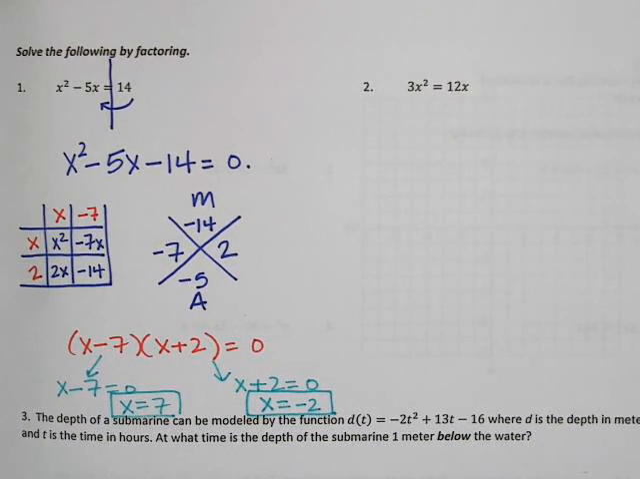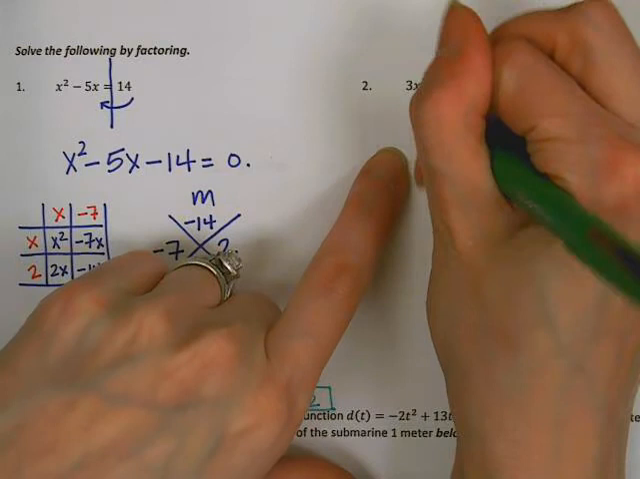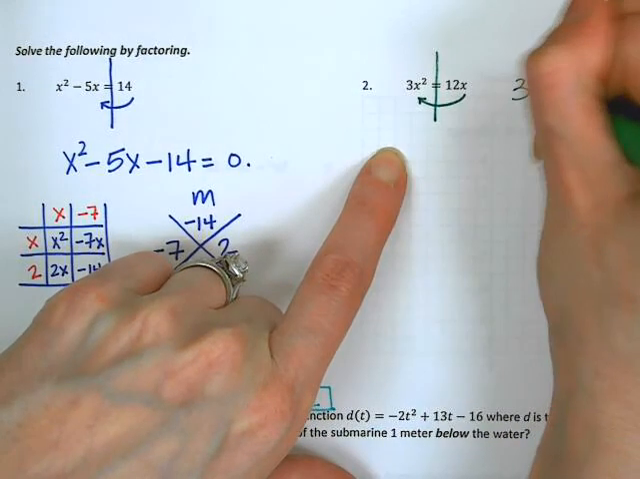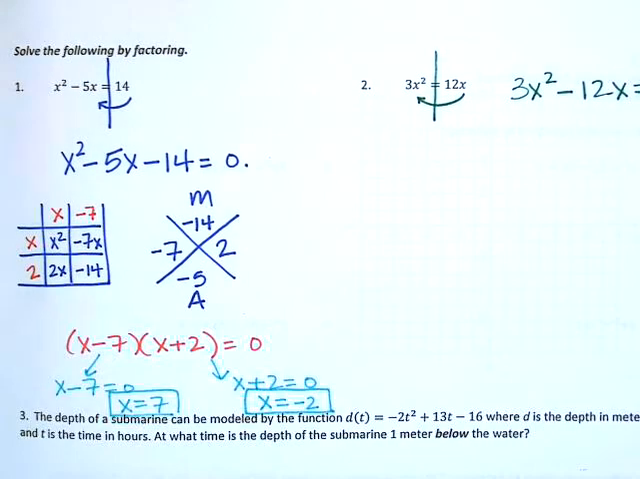Okay, same idea with number 2. It has to equal 0 for factoring to work. So we're going to have to start by subtracting the 12x over. So it's 3x squared minus 12x equals 0. And now we can factor.